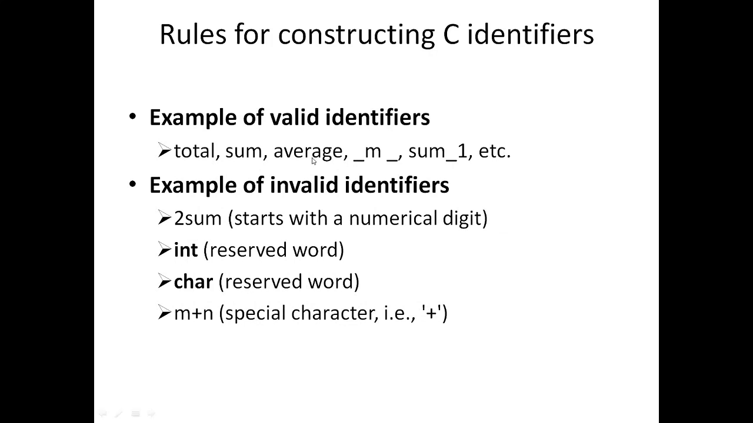The valid identifiers like total, sum, average, underscore, m underscore, these are all valid, but you cannot start with a digit like 2sum, because here it starts with a numerical digit. int is a reserved keyword, char is also reserved. You cannot use m plus n because it is a special character. So like this, you should consider when you are defining an identifier.